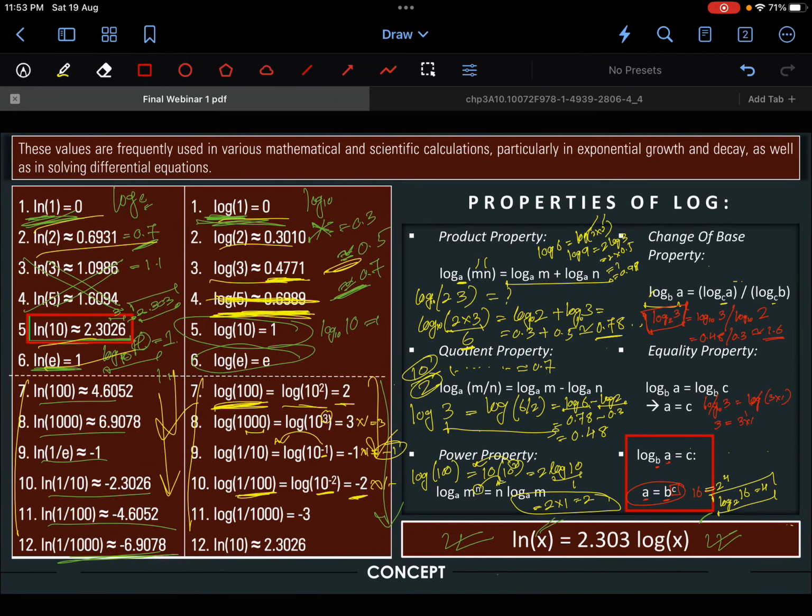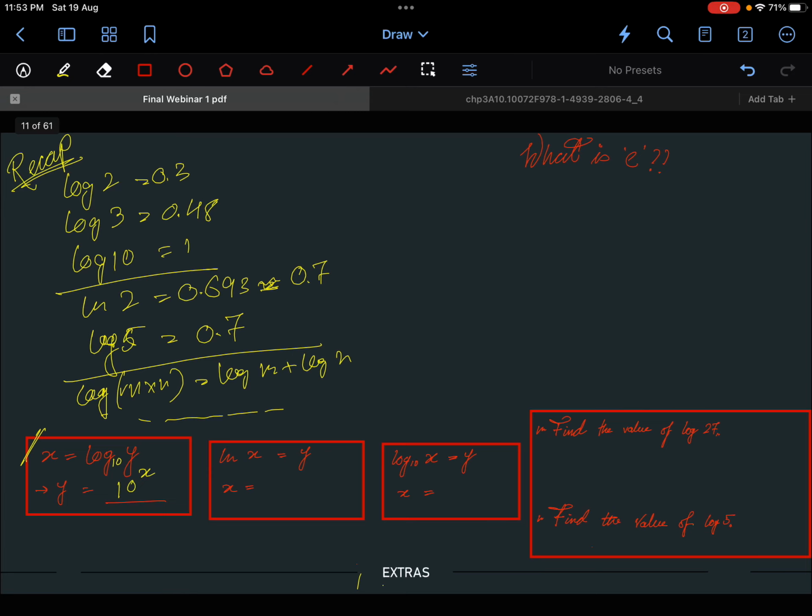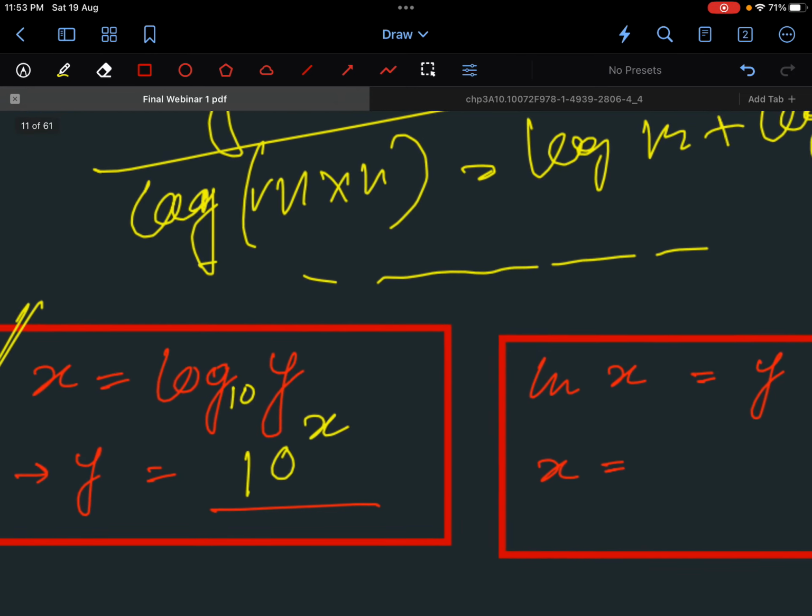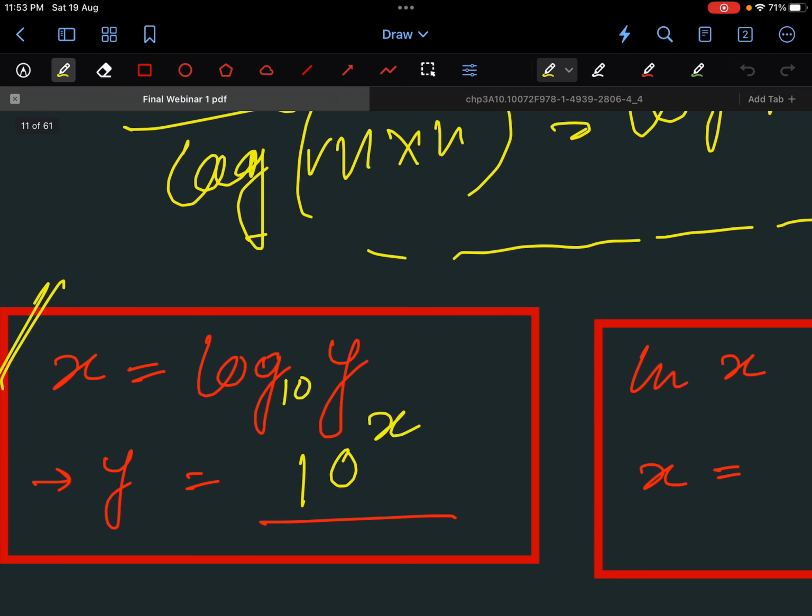And this is very important for solving many numericals. You will very often face problems where something is equal to log of something with a known base, and you have to find y. So y becomes the anti-log. If this is equal to this, then what is the anti-log? The anti-log is nothing but the base of the log, and the left-hand side becomes the exponent. That's it, that is the whole concept of anti-log.